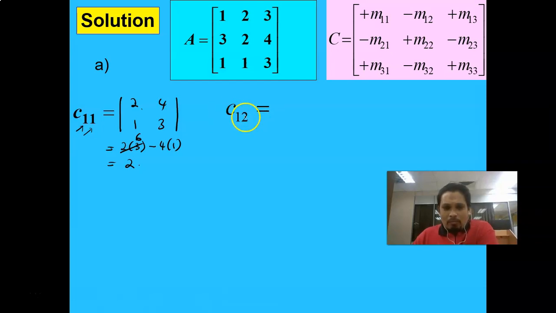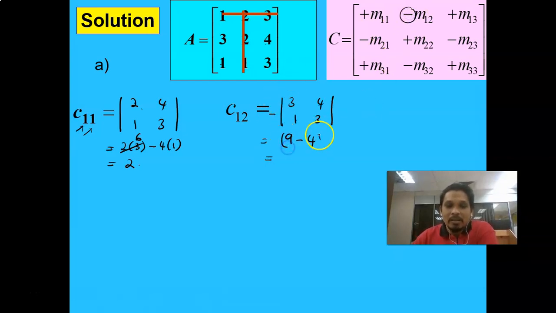Then the cofactor of 1, 2. We hide the element in row 1 and column 2. What can you see now? We got 3, 4, 1, 3. Then 3 times 3 equals 9, minus 4 times 1 equals 4. And don't forget there is a negative sign here. So 9 minus 4 equals 5, and we got negative 5 here.